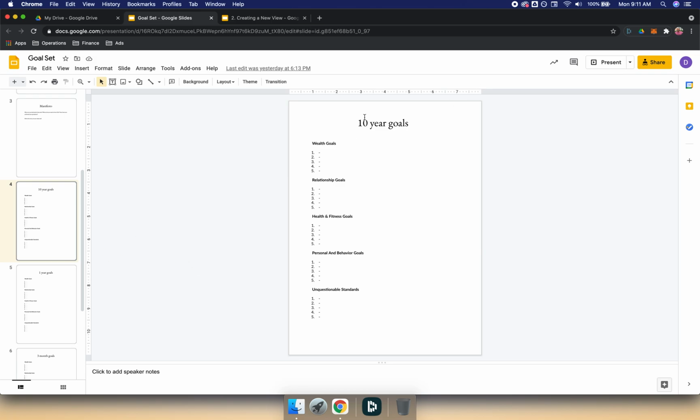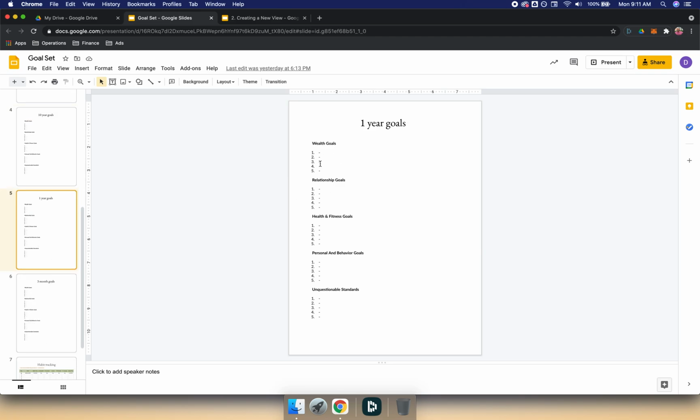So those are for your 10-year goals, and then you're going to want to do the same thing for your 1-year goals, and then your 3-month goals. So your 1-year goals, understand, are going to now be a little bit more actionable. When you're looking just at a 10-year goal, it can feel a little bit far-fetched. So that's why you want to break this down into 1 year, which really isn't as much time as we think.